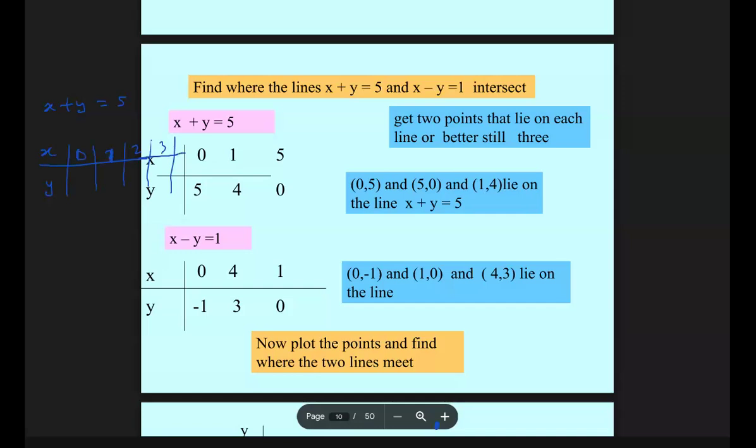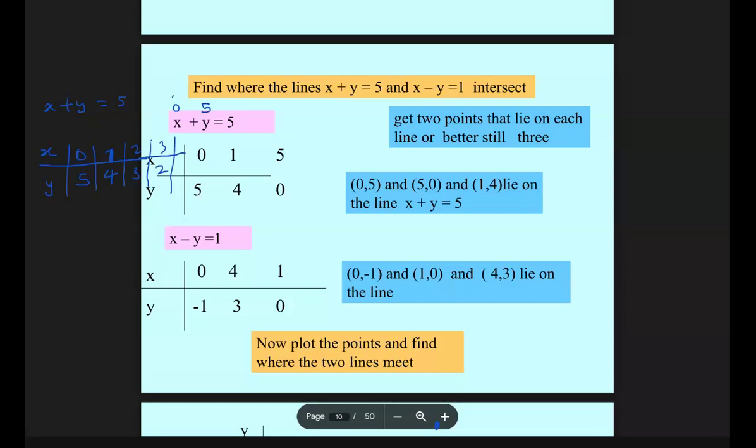Y is going to be 4, because if x is 0, what is y going to be? 5. Y is going to be 5. If x is 1, y is going to be 4, because they must add up to 5. If x is 2, y is going to be 3. If x is 3, y is going to be 2. Can you see?